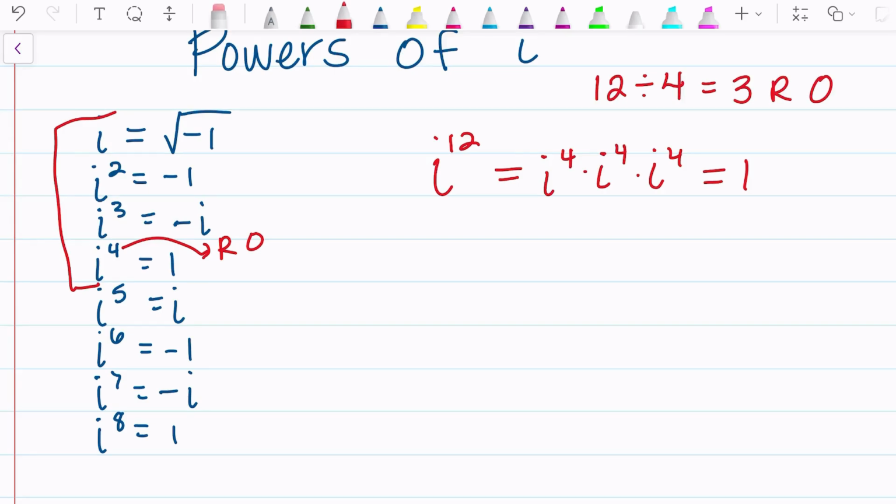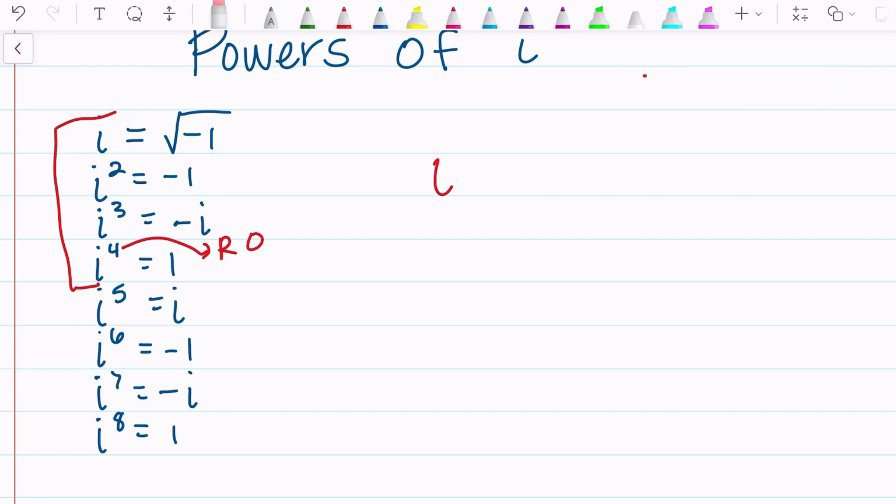Let's say I wanted to do i to the 21st power. What I'm going to do is 21 divided by 4. Here, I'll work it out old school. 4 goes into 21 5 times. That's 20. Take it away. You're left with a remainder of 1.